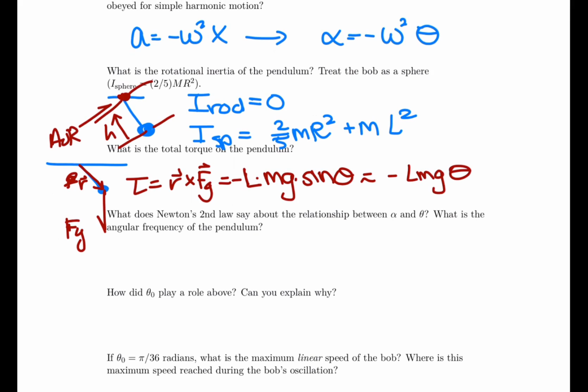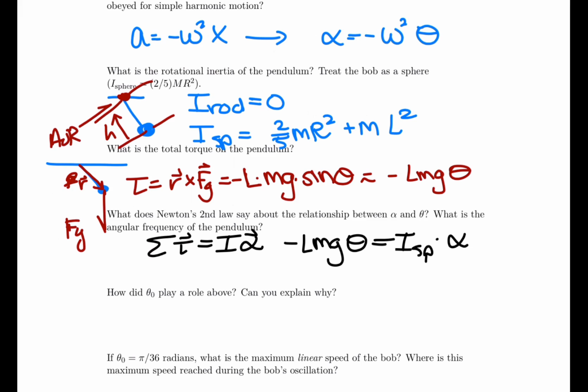What does Newton's second law say? So the rotational version of Newton's second law is that the sum of the torques equals I alpha. In this case, there's one torque, so it's L mg theta equals I of the bob or sphere times alpha. Or I can say that alpha is minus L mg divided by I times theta.